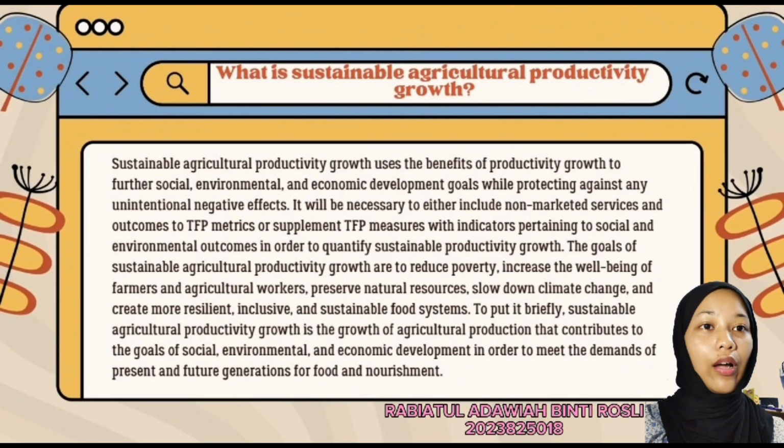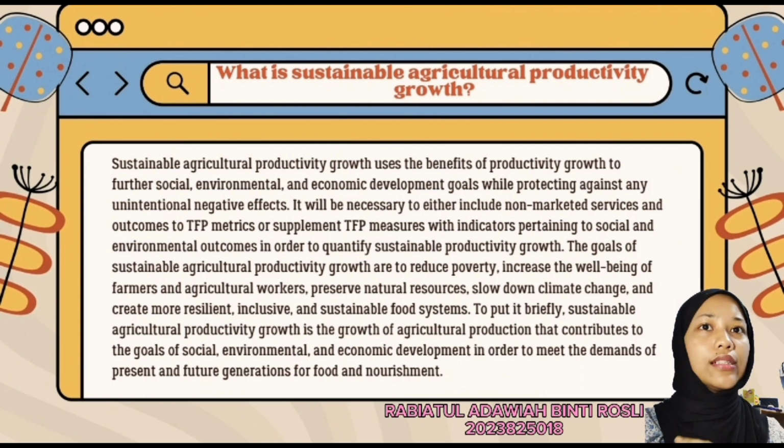Now, I would like to talk about what is sustainable agriculture productivity growth. Sustainable agriculture productivity growth uses the benefit of productivity growth to further social, environmental, and economic development goals while protecting against any international negative effect. It will be necessary to either include non-marketed services and outcome in TFP metrics or supplement TFP measure with indicators pertaining to social and environmental outcomes in order to quantify sustainable productivity growth.